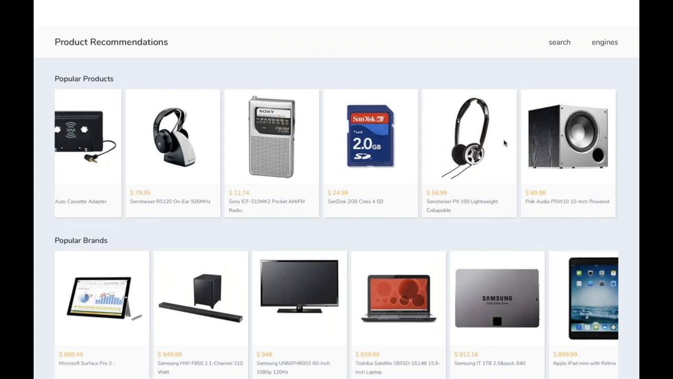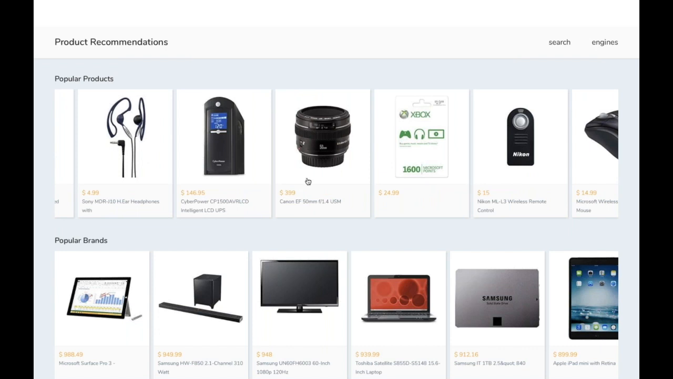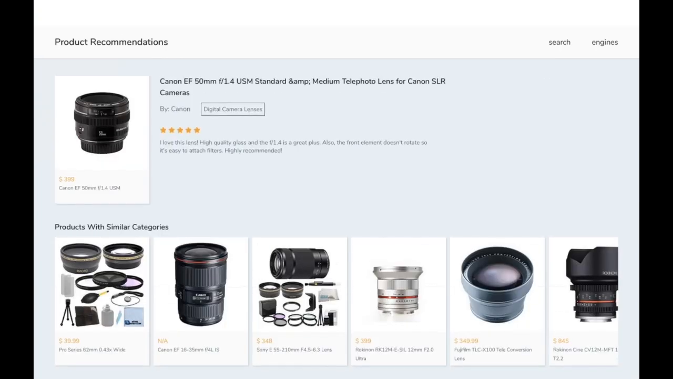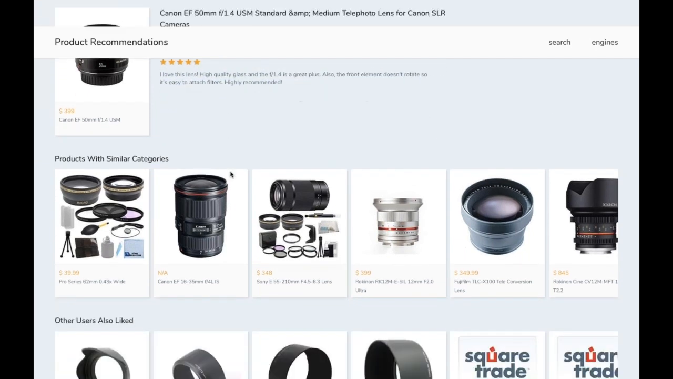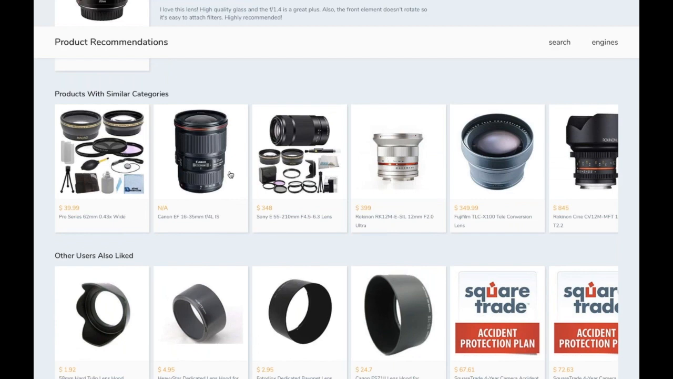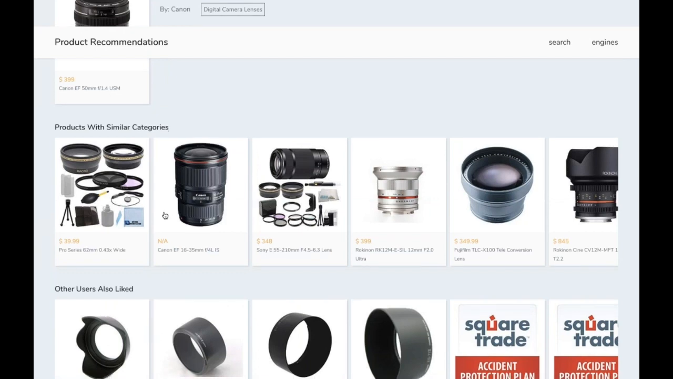Okay, now if we take a look at some of these items, maybe we drill into one. So we can see here we have the details of this particular Canon telephoto lens. We can see one of the ratings here. So someone gave this quite a high rating. Now we can see there's some different information here, right? So we can see products with similar categories. These are items that are related to what we clicked on. You can see there's a lot of lenses and lens caps and things like that.